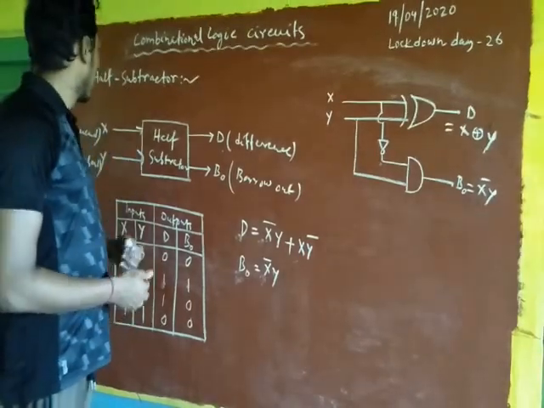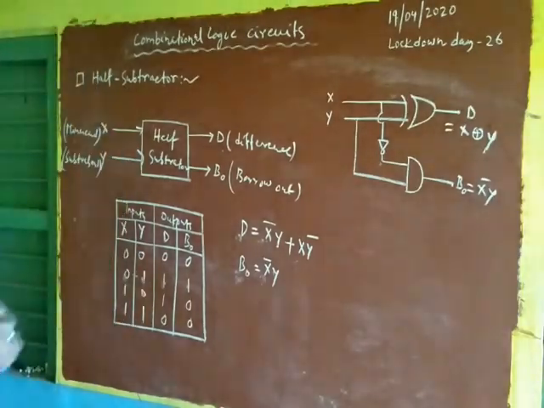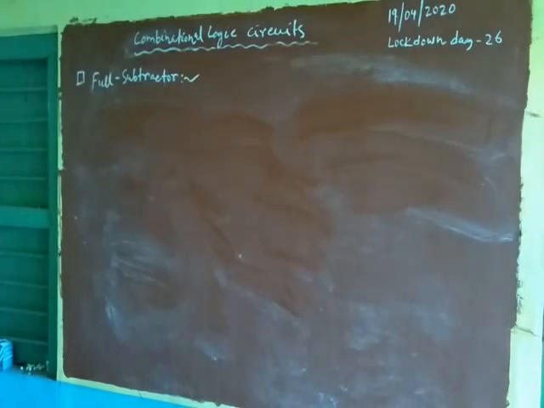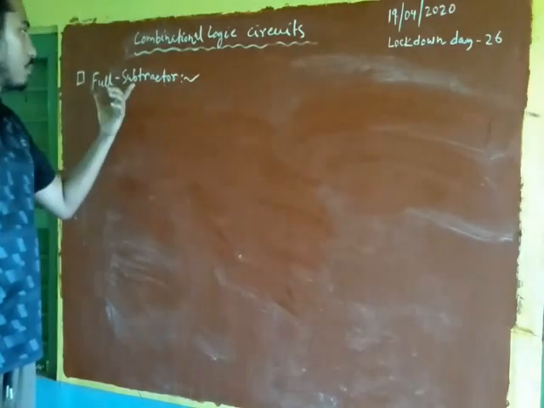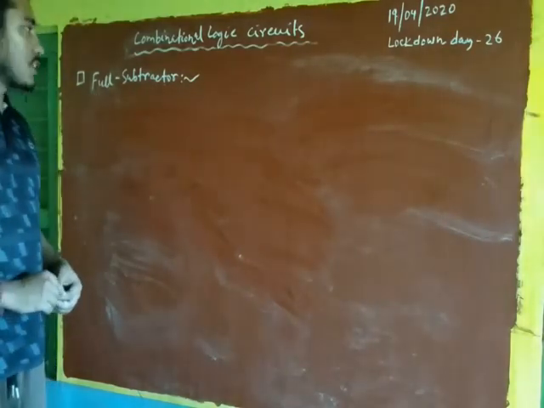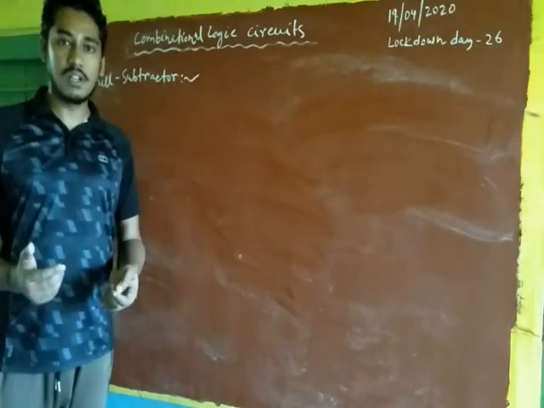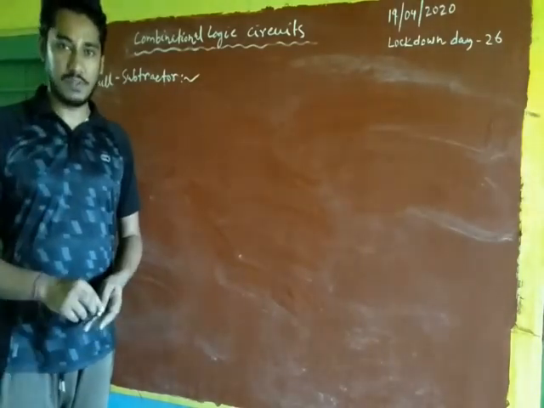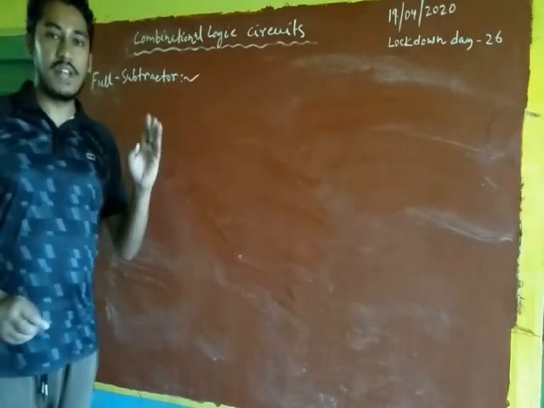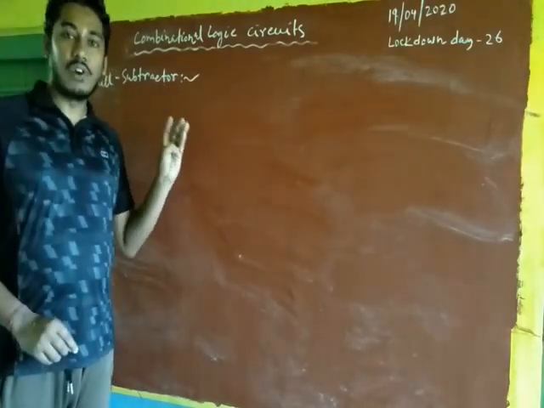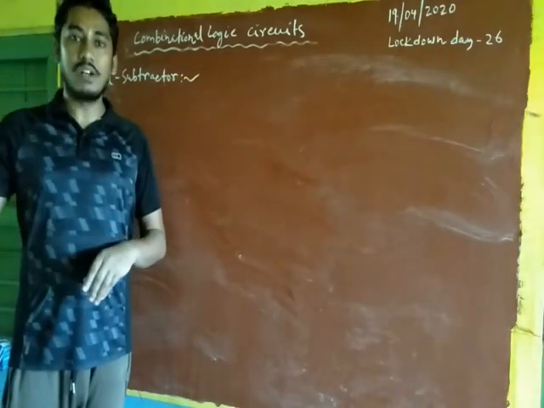Now we'll discuss the full subtractor. A full subtractor is a combinational circuit which performs the subtraction operation involving 3 bits, namely minuend, subtrahend, and the borrow input that is coming from the previous stage.